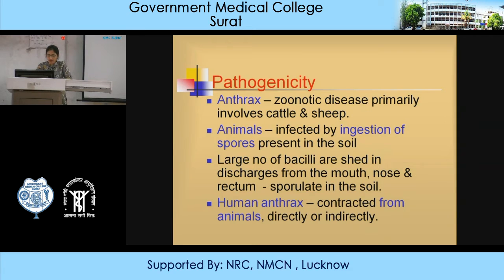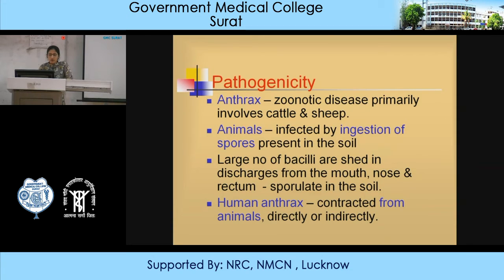A large number of bacilli are shed in discharges from the mouth, nose and rectum of the animals. These bacilli discharged in all types of secretions are deposited in the soil, then they sporulate in the soil because of some exacting conditions and give rise to spores. And human anthrax is produced whenever a person comes into contact with infected animals, directly or indirectly.